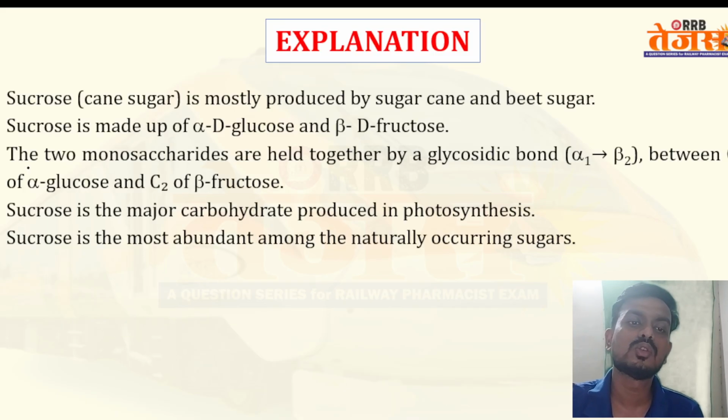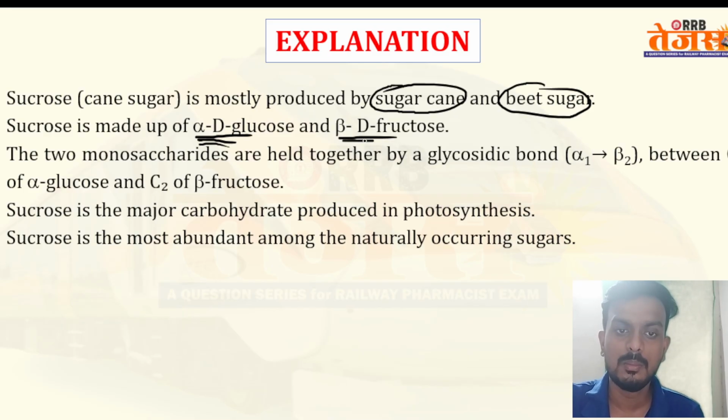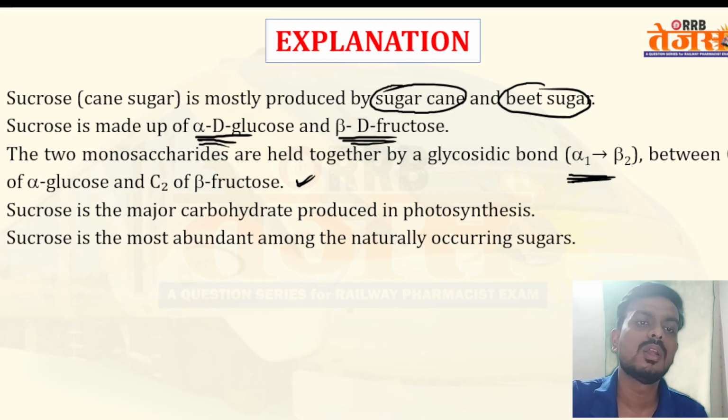Sucrose is also known as cane sugar, mostly produced in sugar cane as well as beet. Sucrose is made up of alpha D glucose plus beta D fructose. These two monosaccharides are held together by an alpha 1, beta 2 bond between C1 of alpha glucose and C2 of beta fructose. This statement is very, very important.